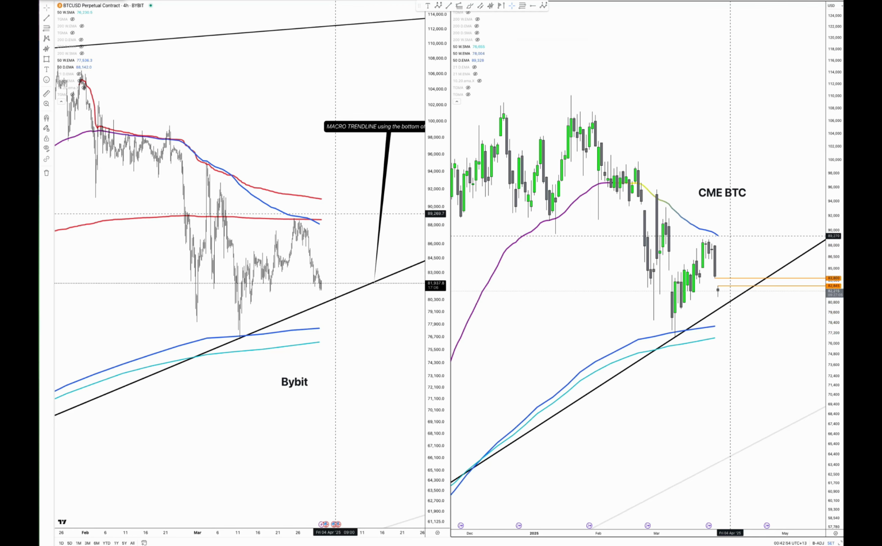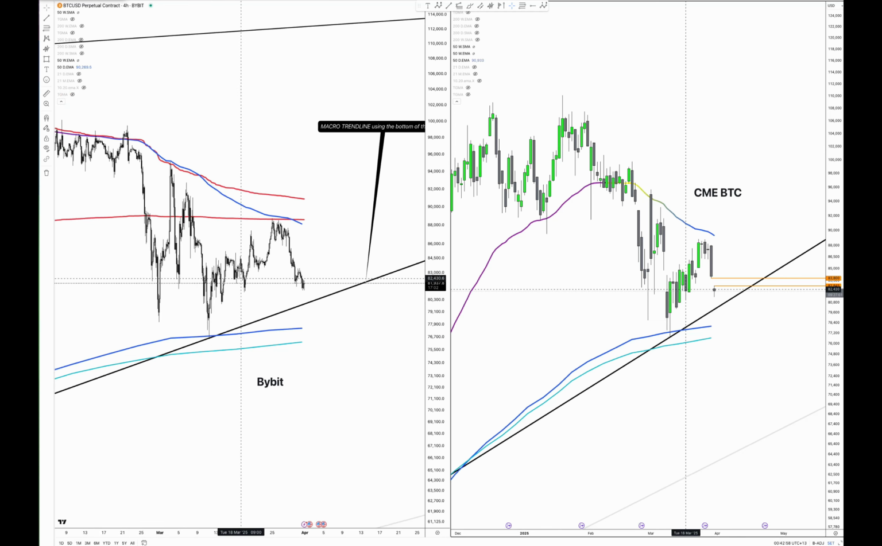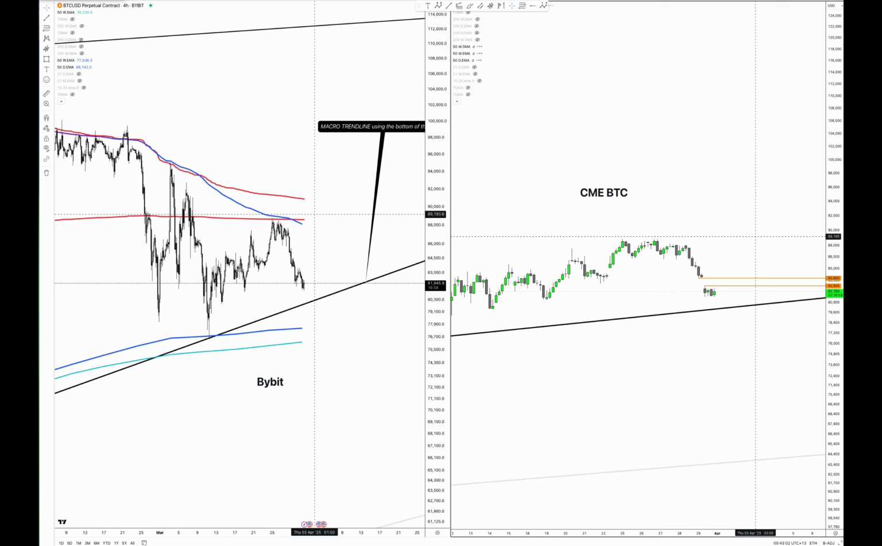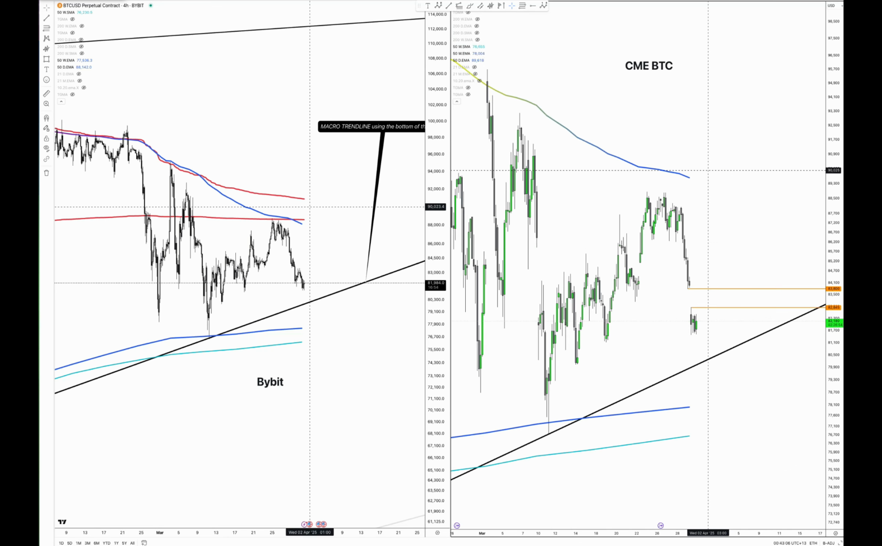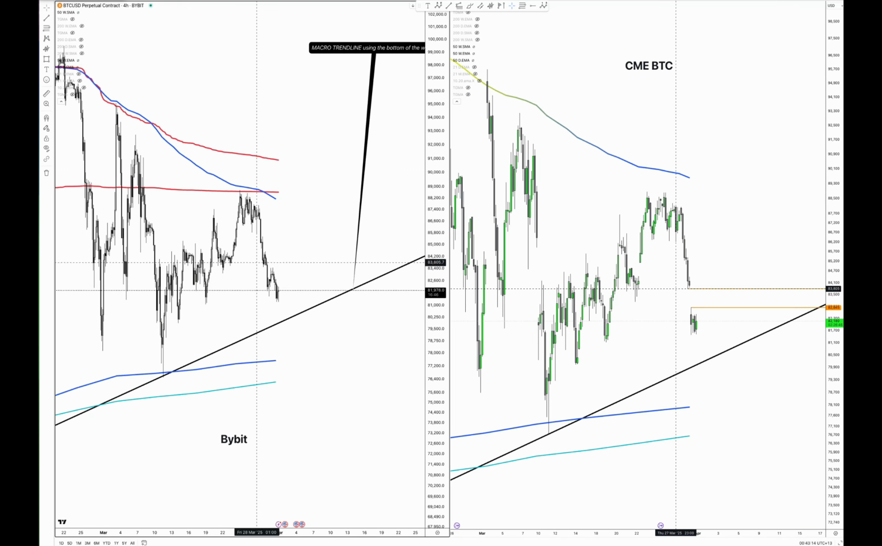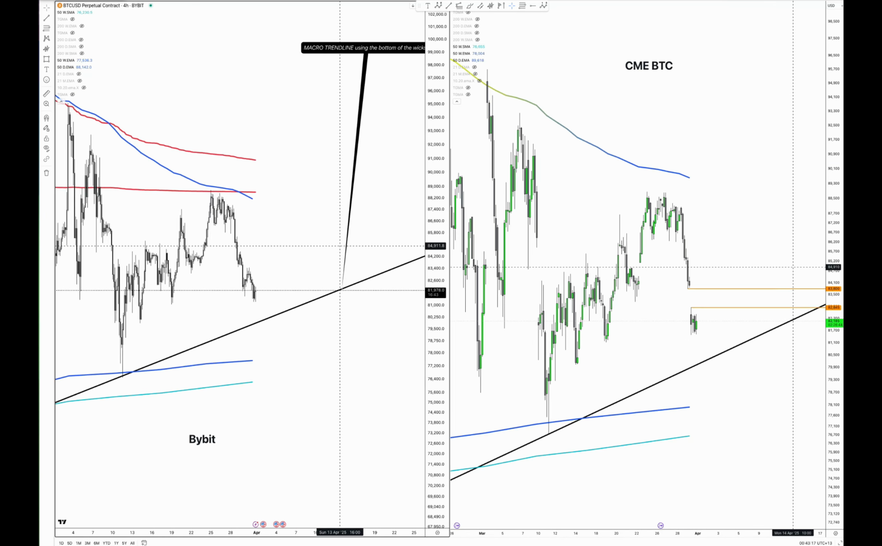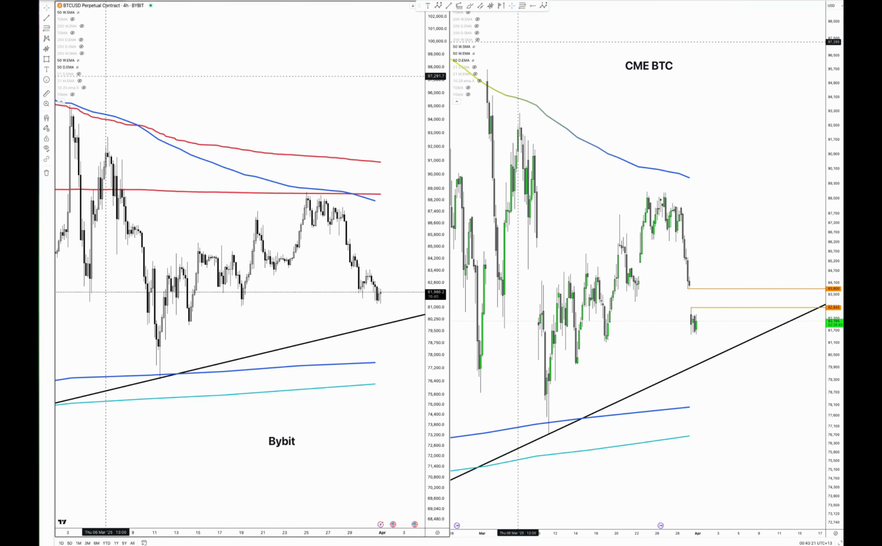So the CME gap. We've got the same trend line. We have a gap here. So let's go to the 4-hour. You can see the gap, the moving averages, and what we're looking for here. Now, we're going to use the left side and the right side, and they're both pretty much mapped out. We accept this is a rising wedge.